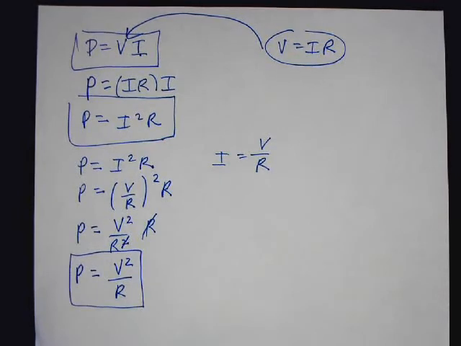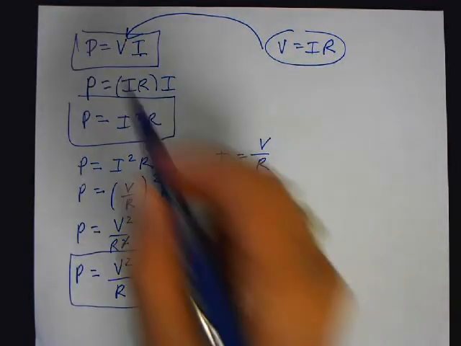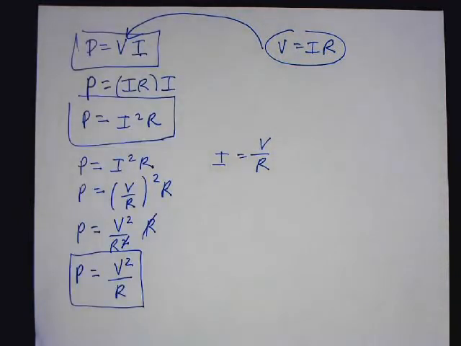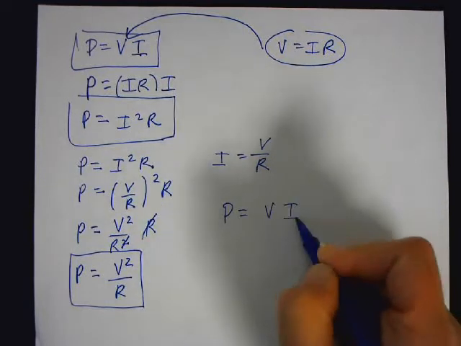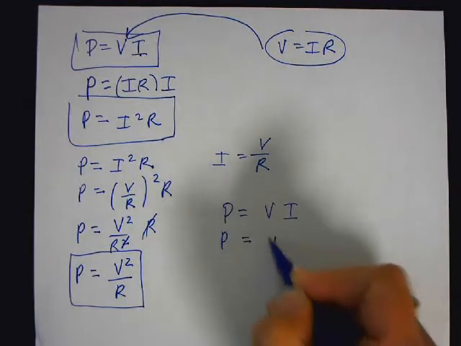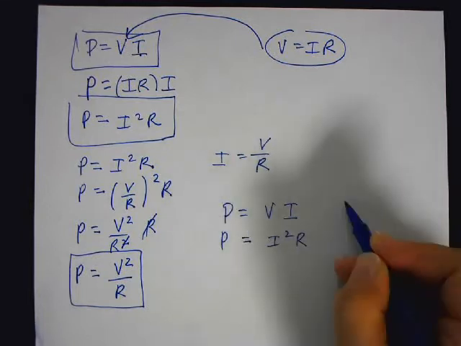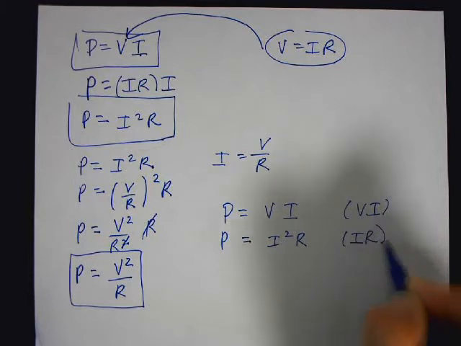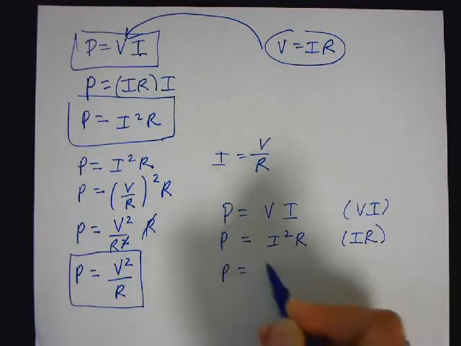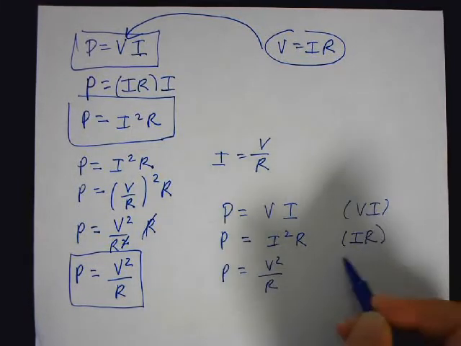And I'm not even sure if that one's on the back of the review sheet. I don't think it is. So what you see is I have three different equations for power. The first equation for power is in terms of V and I. The second one is in terms of I and R. And then this one, V squared over R, is in terms of V and R.